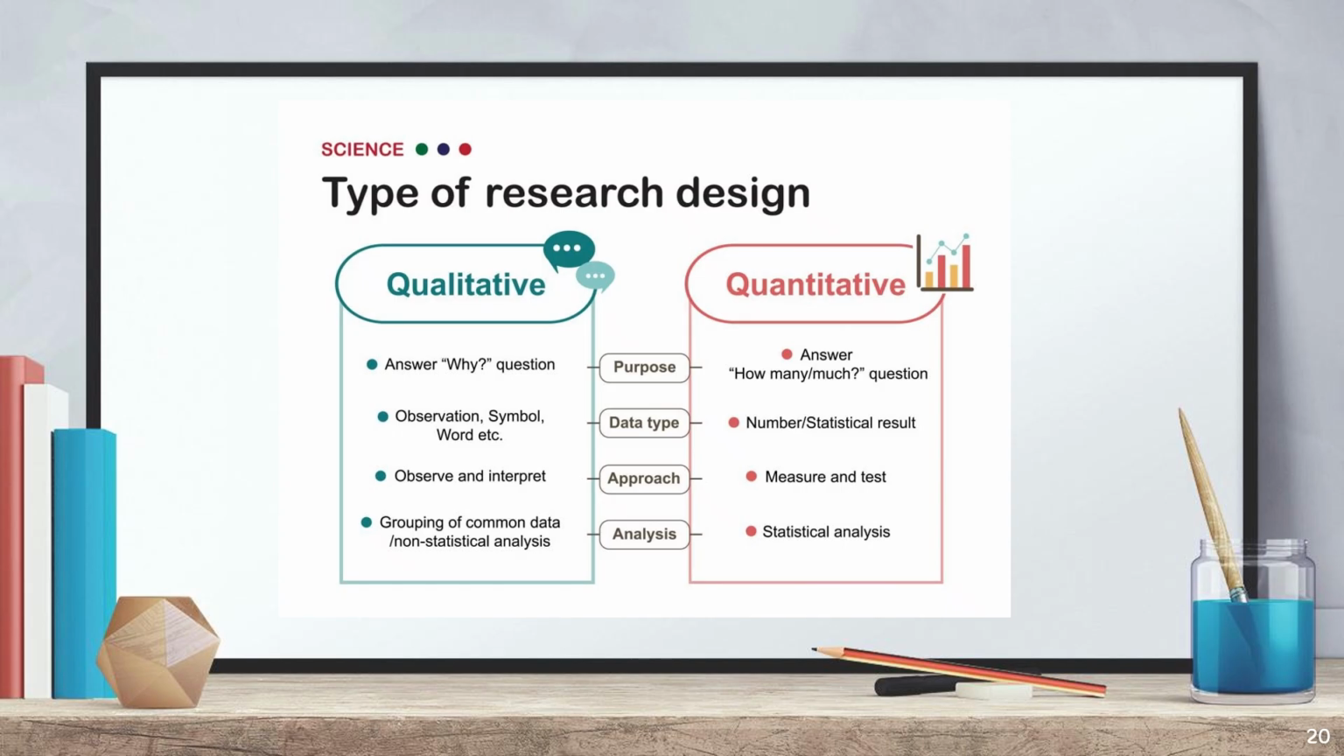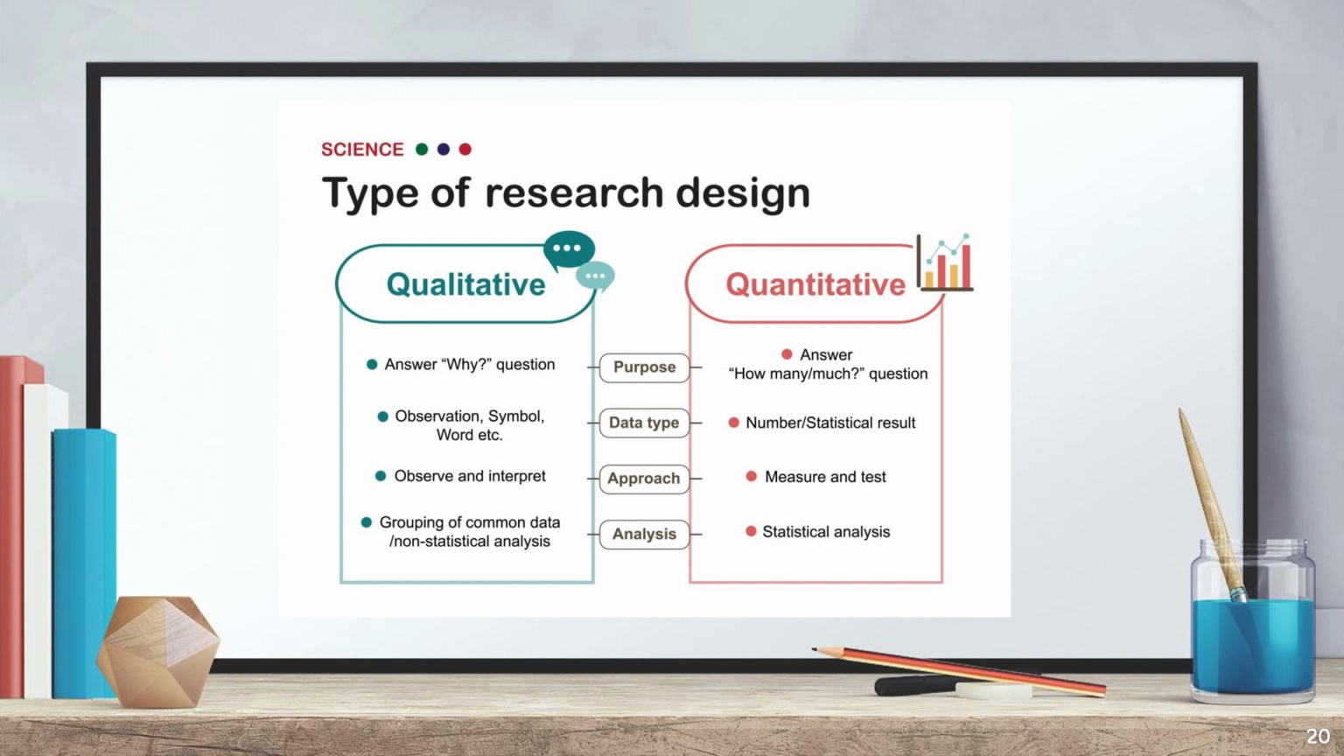It shows qualitative and quantitative side by side, and you'll notice that qualitative answers why questions, and many times quantitative answers how many or how much questions. So I want you to think about that. Qualitative, typically your data are words, and quantitative, typically your data are numbers. In qualitative, we use observations, symbols, words, etc. And on the quantitative side, numbers and statistical results.